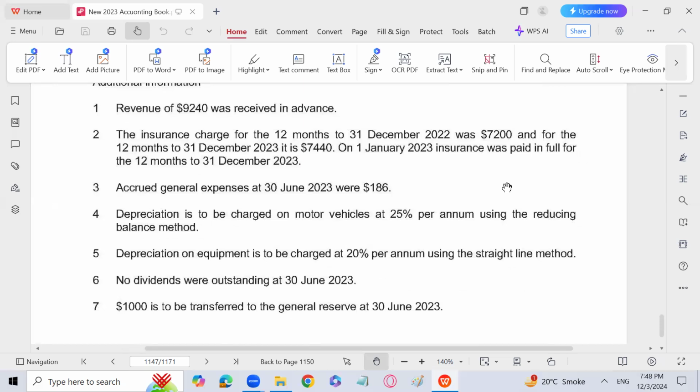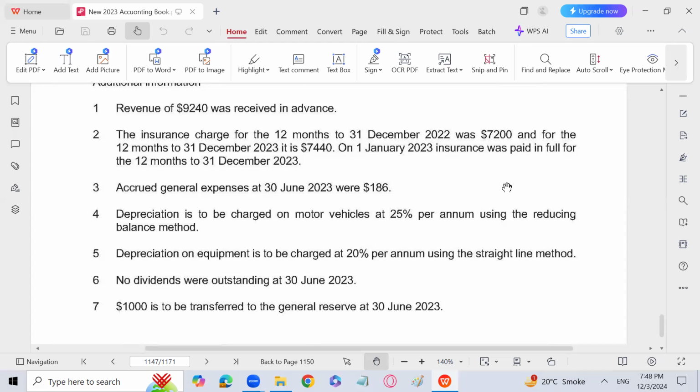Insurance charge for the 12 months to 31st December was 7200, and for the 12 months to 31st December is 7440. On 1st January 2023, insurance was paid in full for the 12 months to 31st December 2023. This is the point number 2, which I am going to leave for now. We will do it afterwards.